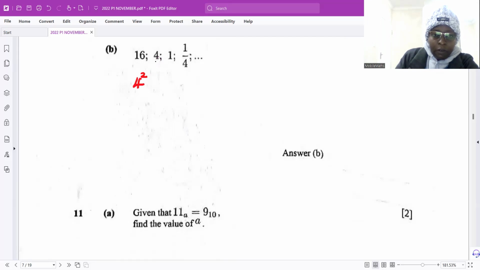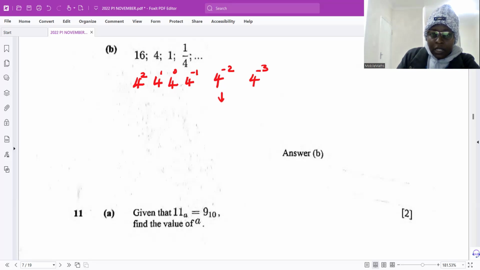Okay, then 4 is 4 to the power of 1, isn't it? 1 is 4 to the power of 0. Then 1 over 4 is like 4 to the power of minus 1. So it means the next term I can say 4 to the power of minus 2. The other one, 4 to the power of minus 3.